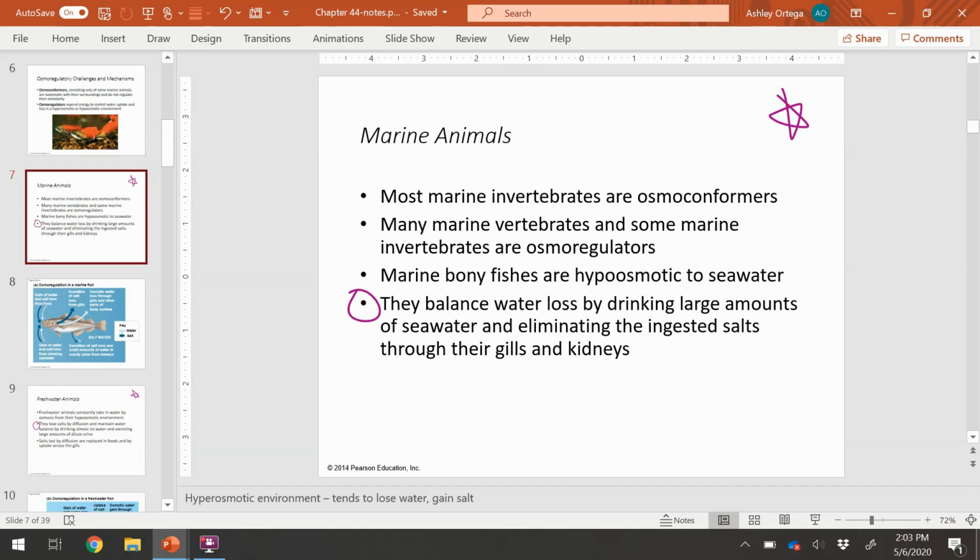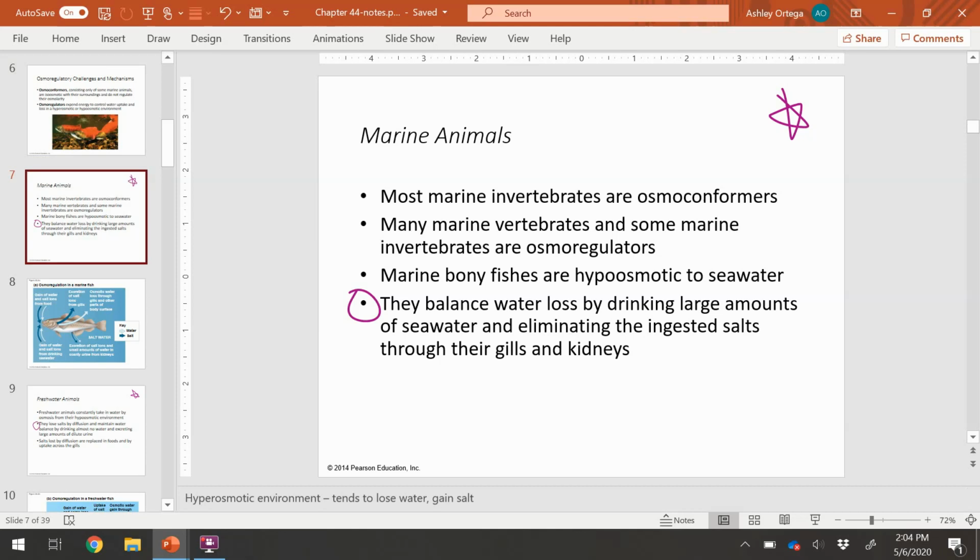So starting off with marine animals, most invertebrates are going to be conformers, so they're going to match their environment, but the vertebrates and some invertebrates will be regulators, meaning they're going to control their internal environment, and this internal environment is going to be static, or it's going to try to stay the same no matter what their outside environment's doing. And so the marine bony fishes are going to be an example here that they are hypoosmotic to the seawater. So they are in a hyperosmotic environment. And so these terms can be confusing, and so I like to refer to the environment. So keep that in mind. Marine animals are in a hyperosmotic environment.